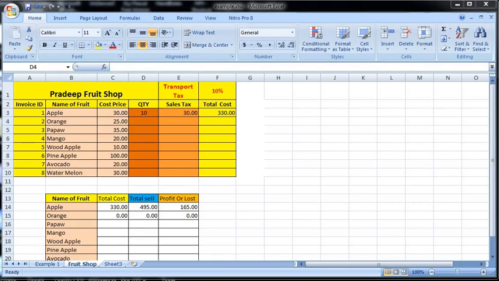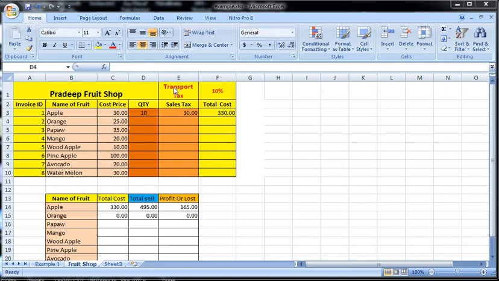Right, children, in this example I'm going to teach you how cell references work, how the relative cell reference and the absolute cell reference work, in a simple example of a fruit shop that I have created for you. There is some data, and I have done a few calculations here also. Each fruit, its quantity and its cost price is mentioned here.